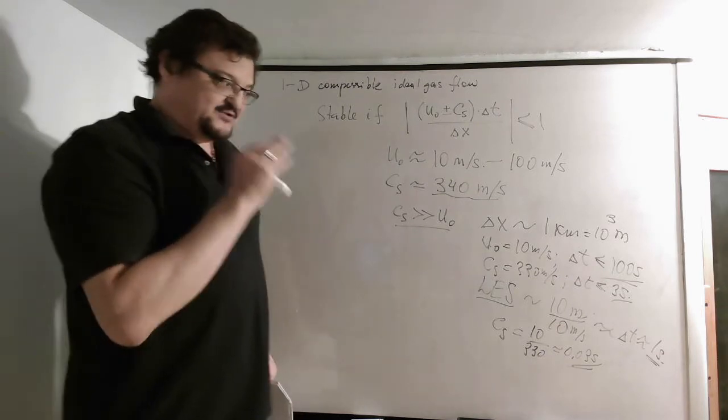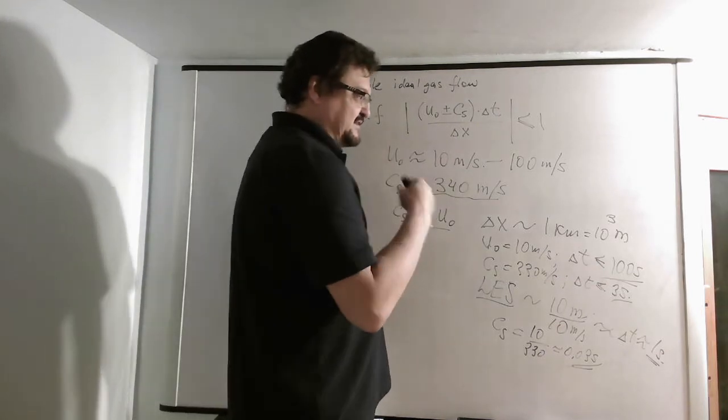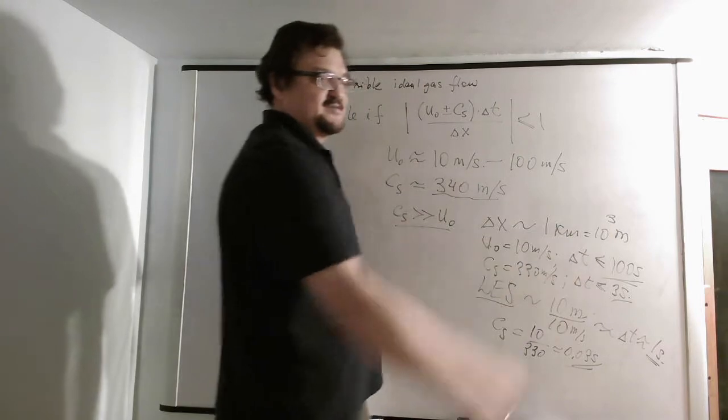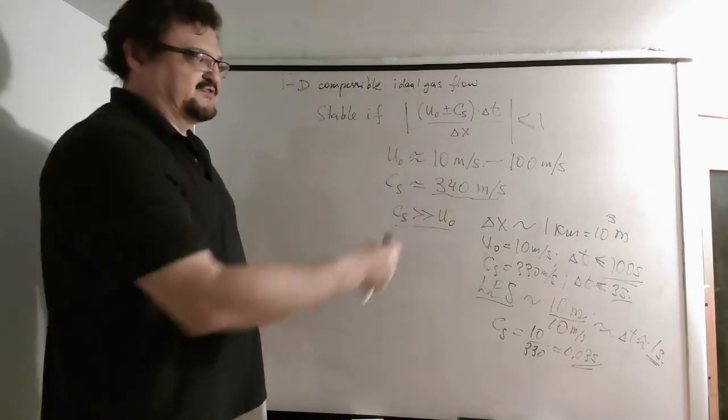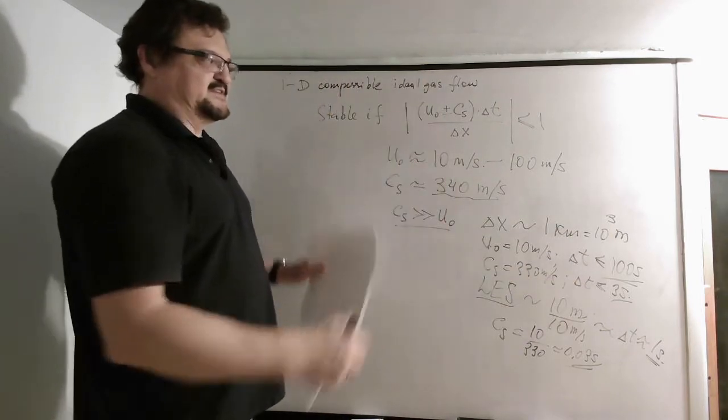But moreover, usually, this is what I was talking about, the horizontal grid is a 1 kilometer grid, say, for a cloud resolving model, for when you resolve a thunderstorm, let's say.